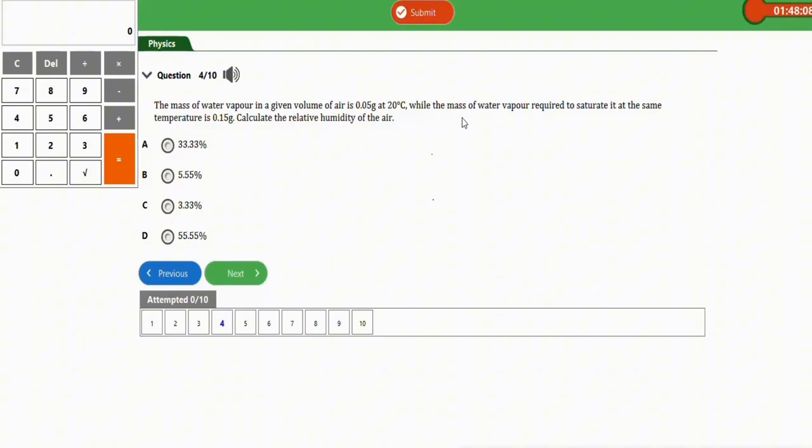Now instead of using the formula of saturated vapor pressure at dew point, now you'll be using mass at dew point over mass at room temperature times 100 over 1, of which it will be the least over the highest times 100 over 1. So in this question, the mass at dew point, the least value, I will have it to be 0.05 gram over the mass at room temperature, I will have it to be 0.15 gram times 100 over 1.